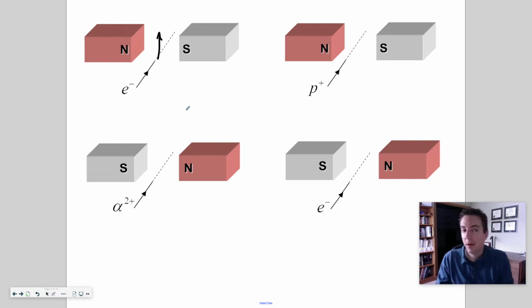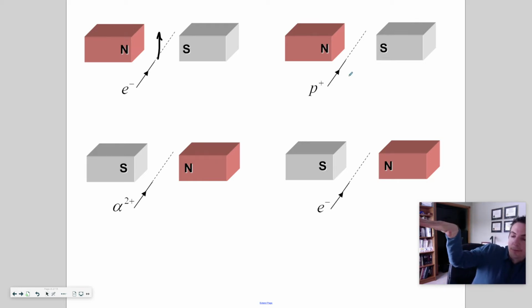Now, we'll do the next three. So let's do this one over here. The magnetic field is in the same direction. The magnetic field is to the right, away from the north toward the south. We notice we have to use now our right hand because we have a proton. We've got a positive particle, and it's going again into the page.